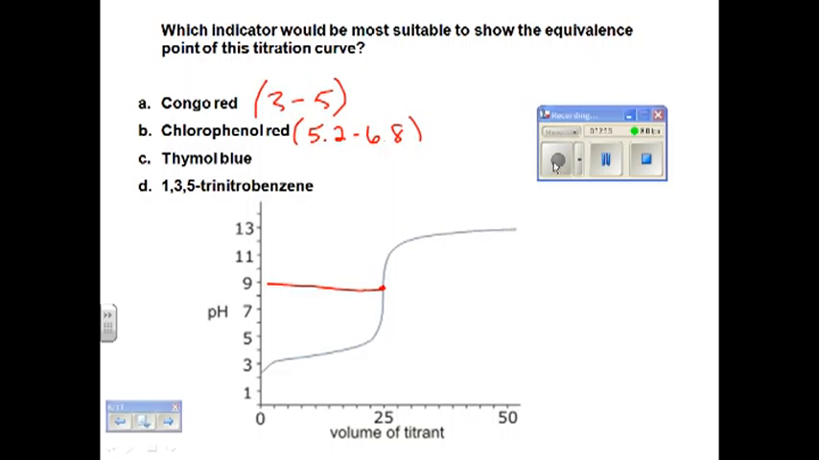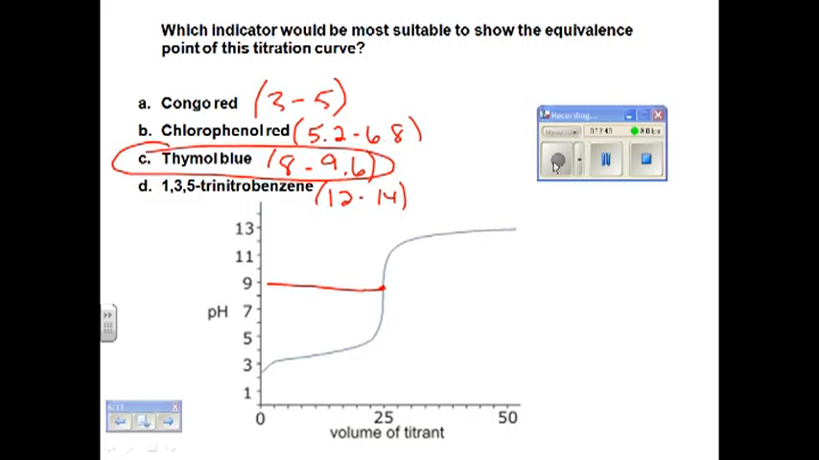Thymol blue is either 1.2 to 2.8. Well, we know that's definitely not it. But 8 to 9.6. And 1, 2, 3 trinitrobenzene is 12 to 14. So which is the right answer? Thymol blue.